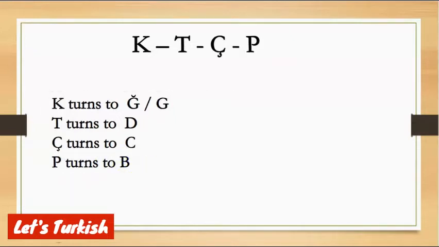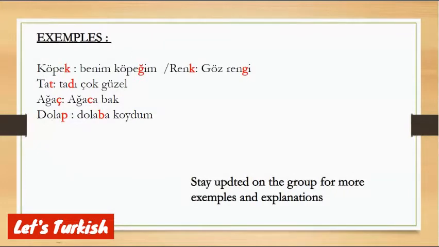We are going to have examples and exceptions. First of all, I will give you examples. The example given for the consonant K is köpek. Köpek, which means dog. Okay? Köpek, benim köpeğim. We don't say benim köpekim. Here I have given you K, which turns into yumuşak G.